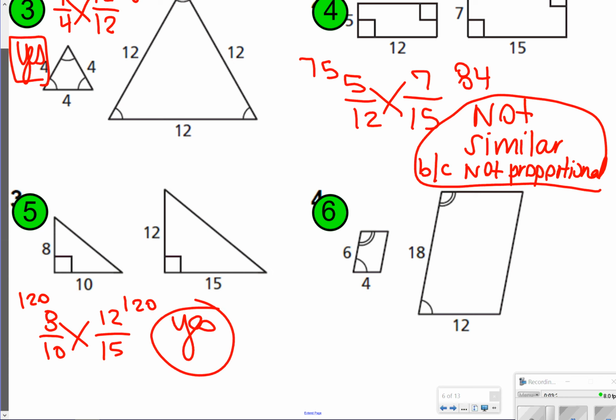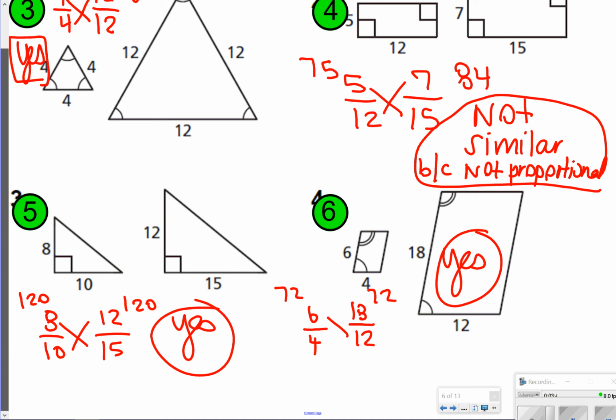And then again here for number 6, I can say 6 over 4 and 18 over 12. I know 6 times 12 is 72, and 4 times 18 is also 72. So this one is also yes, because they are proportional. So yes, no, yes, yes for 3, 4, 5, and 6.